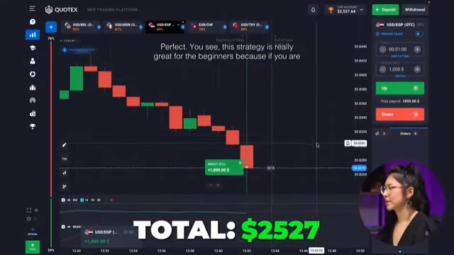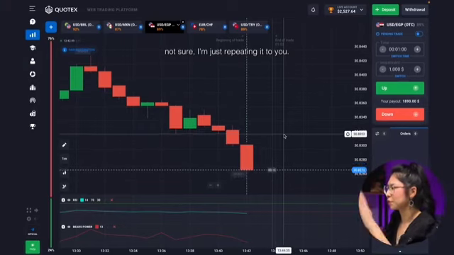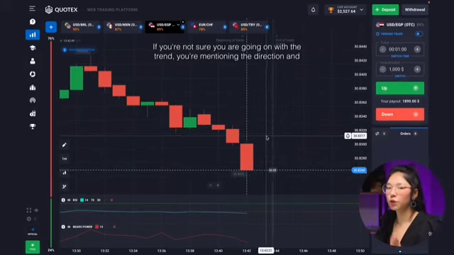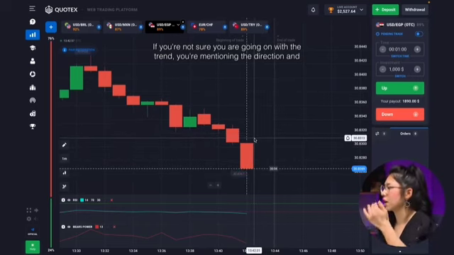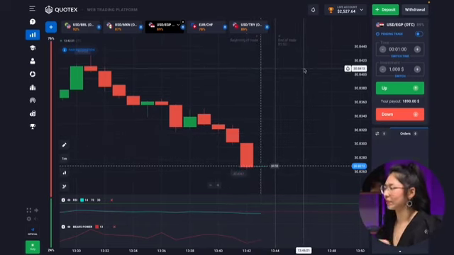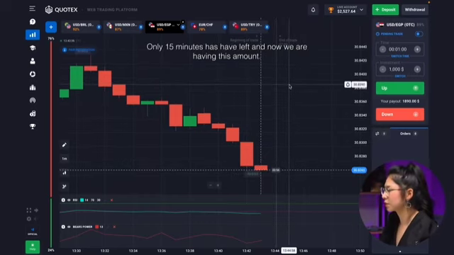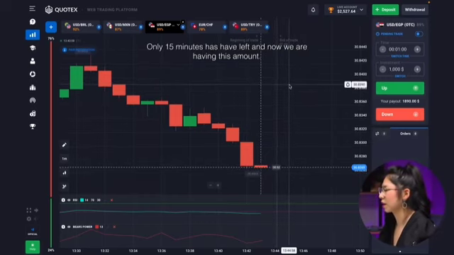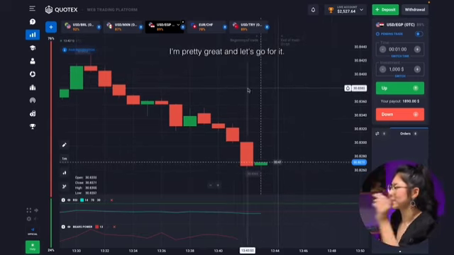So perfect, guys. You see, the strategy is really great for the beginners, because if you're not sure, I'm just repeating it to you. If you're not sure you're going on with the trend, you measure the direction and you go with it. You go for it and you have your income. You see, we're having so many minutes at our disposal. Only 50 minutes has left, and now we're having this amount. I'm pretty great, and let's go for it.